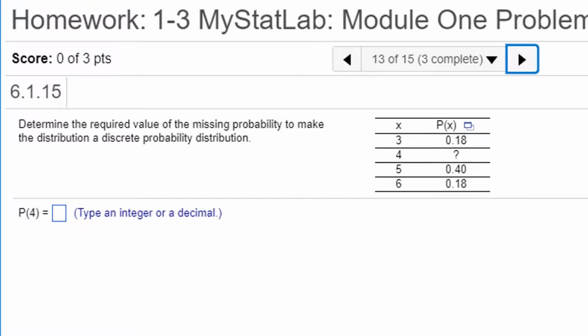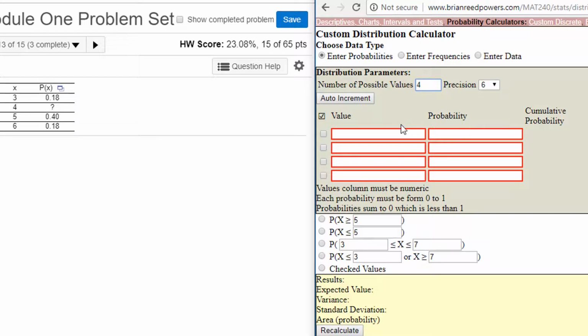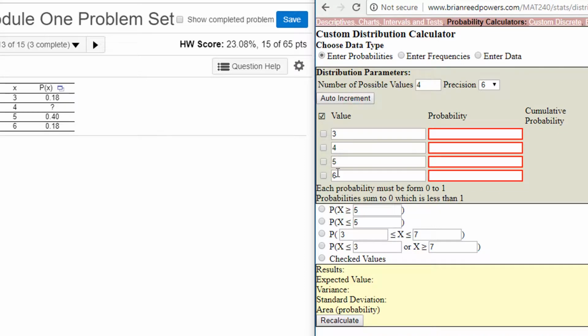If you really don't want to do any addition, you can use my custom distribution calculator. So let's go here. When you first come to the website, the custom distribution calculator, let's enter probabilities and let's set the values to 4, since we have only 4 values. And we start the values at 3, and we're going to auto increment. So we have 3, 4, 5, and 6.